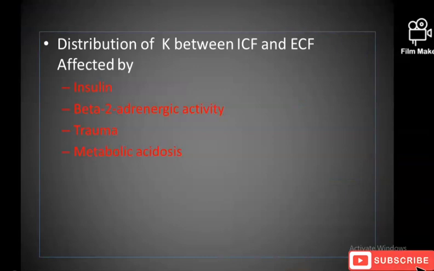One is insulin, and one is beta-2 receptor agonists like salbutamol. Also trauma and metabolic acidosis. They affect the distribution of potassium between intracellular fluid and extracellular fluid.